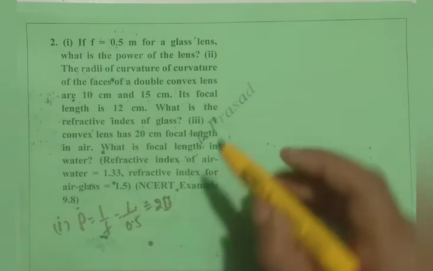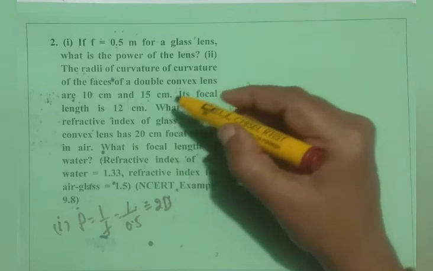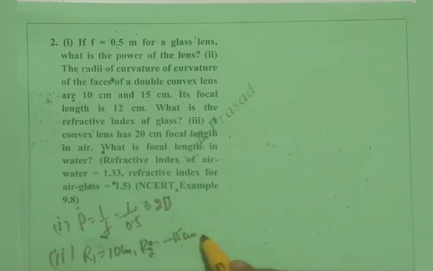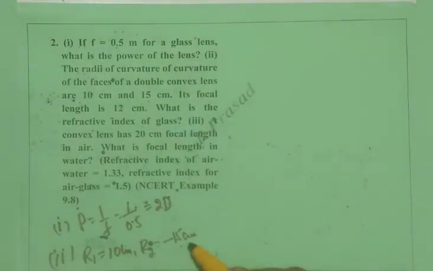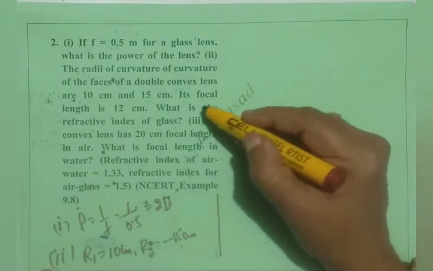In the second question, the radii of curvature of the faces of a double convex lens are 10 centimeter and 15 centimeter. For the second part, R1 is 10 centimeter, R2 is minus 15 centimeter. It is given as a double convex lens, that's why I have taken R2 as minus 15 centimeter. Now we are asked to calculate the refractive index of the glass.